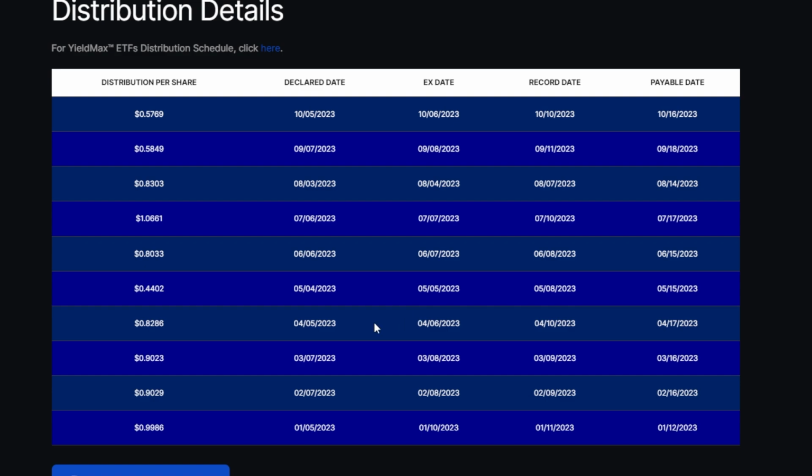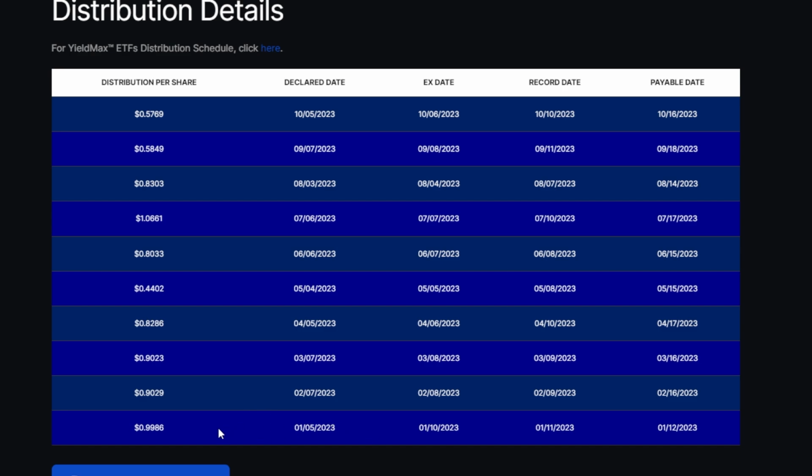But now to get to the fun part, looking at some of the previous distributions when it comes to TSLY, and let's be real here, this is why you and I are interested, and this is why I actually own TSLY throughout my portfolios. The TSLY distributions have been massive, dividends that I've never seen across any other stocks or ETFs in my entire life.